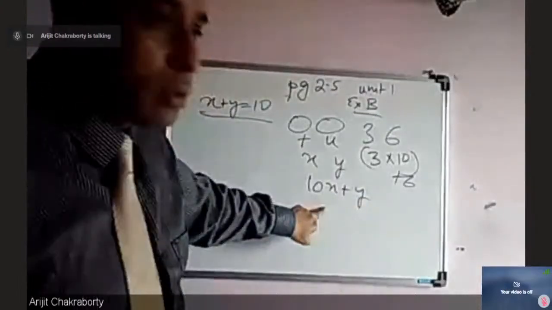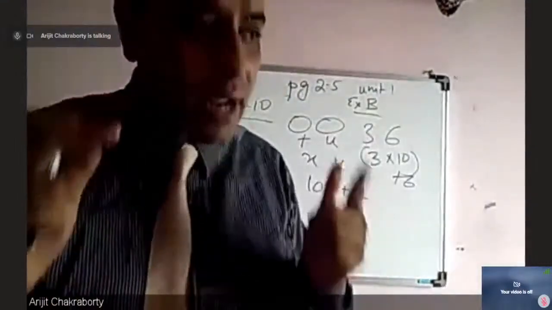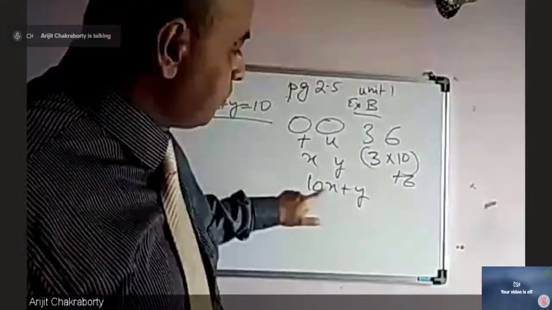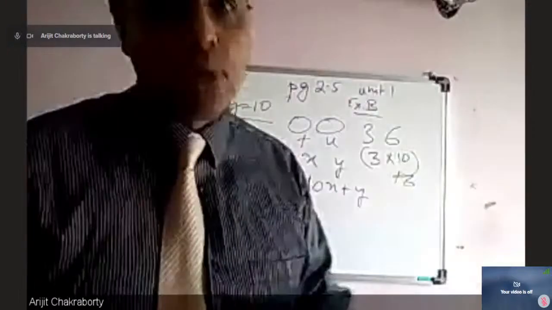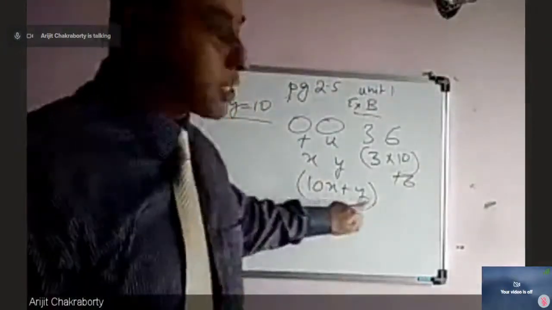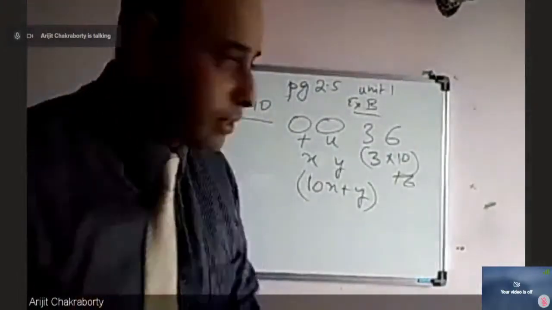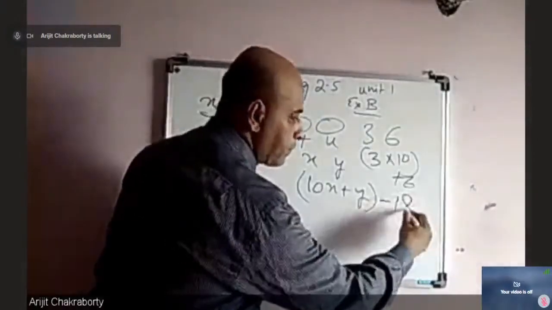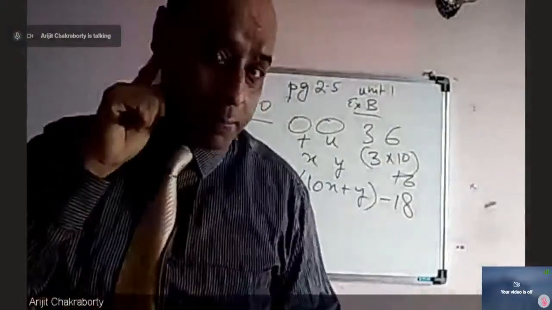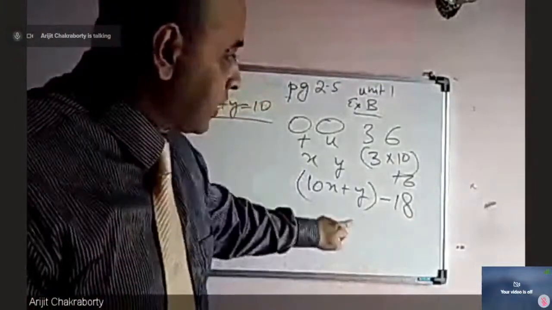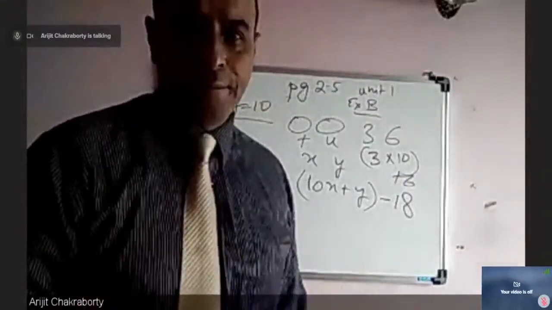Now, the problem says that if 18 is subtracted from this number, the digits will be equal. So, this is the number 10x plus y, and now I am going to subtract 18. So, minus 18. 18 is subtracted, or deducted. What happens now? The digits become equal.